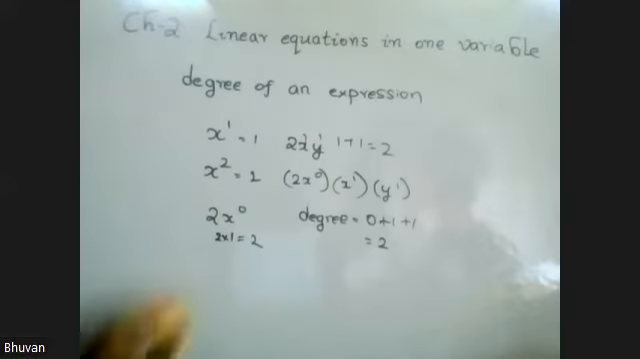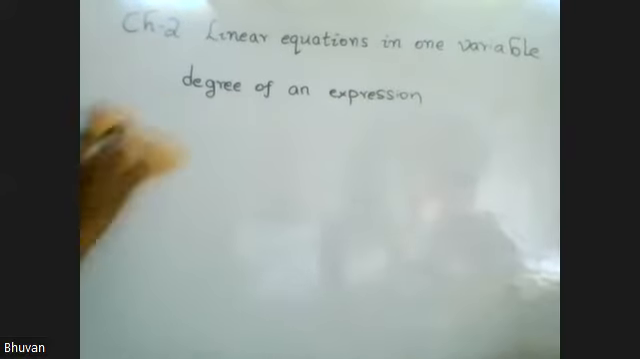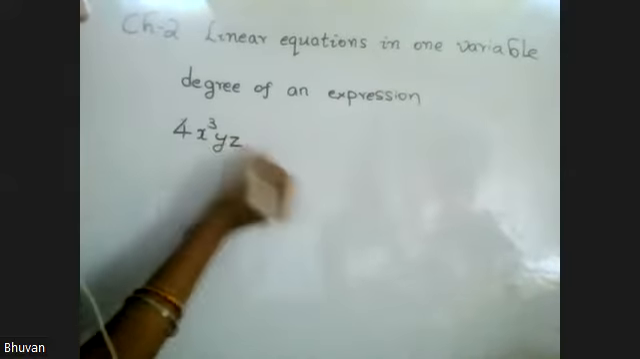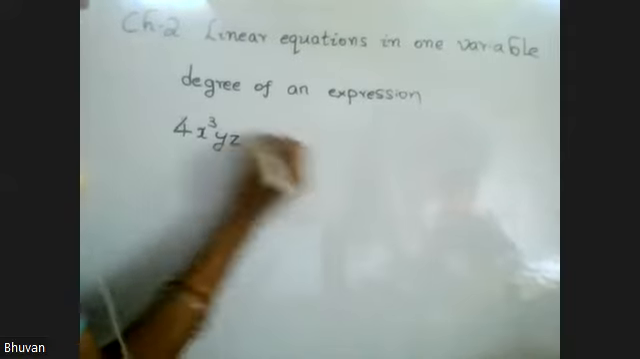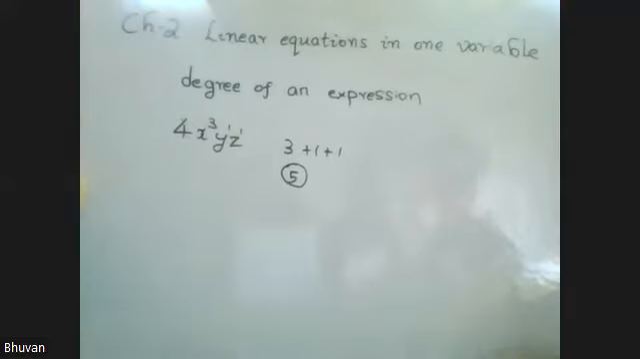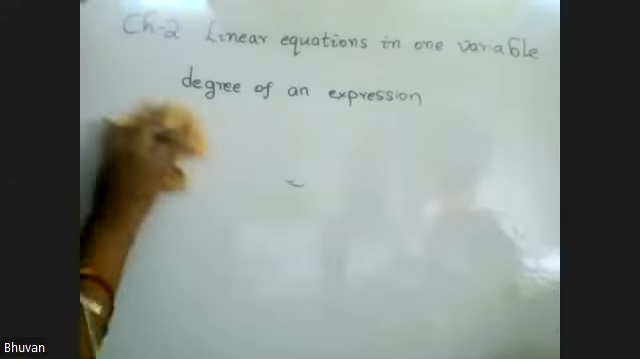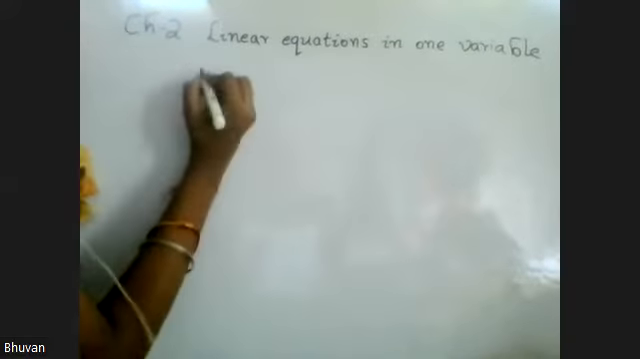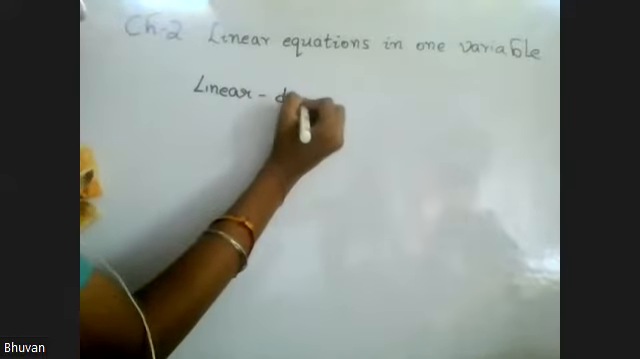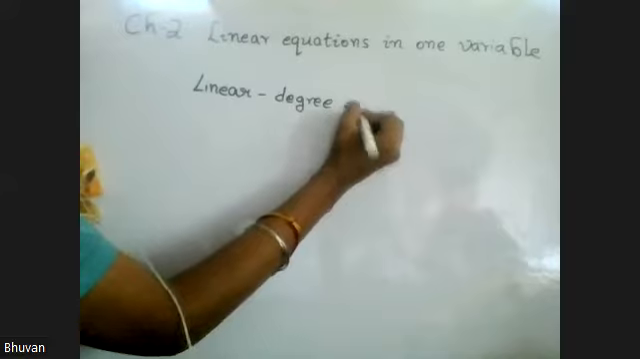Now let us take some more examples to understand properly. 4x cube yz. What is the degree? 3 plus 1 plus 1, this is 5. Depending upon the degree, we have the classifications: linear equation, quadratic equation, cubic, and biquadratic. Linear means degree 1. So we have analyzed the first word, linear.